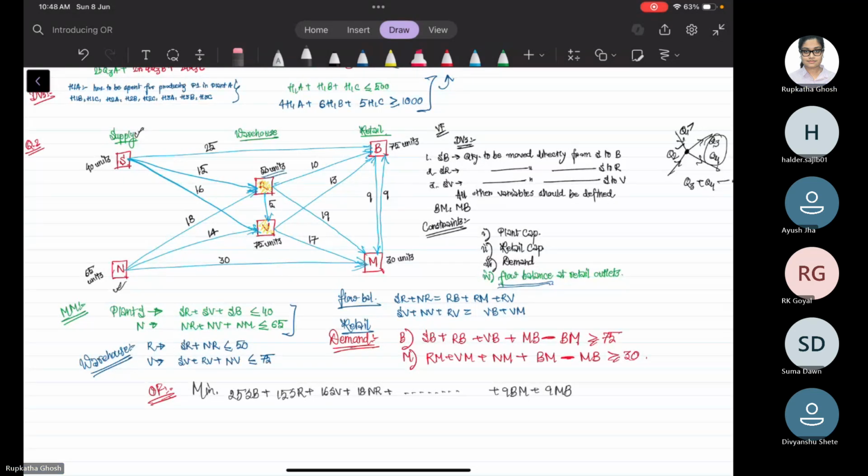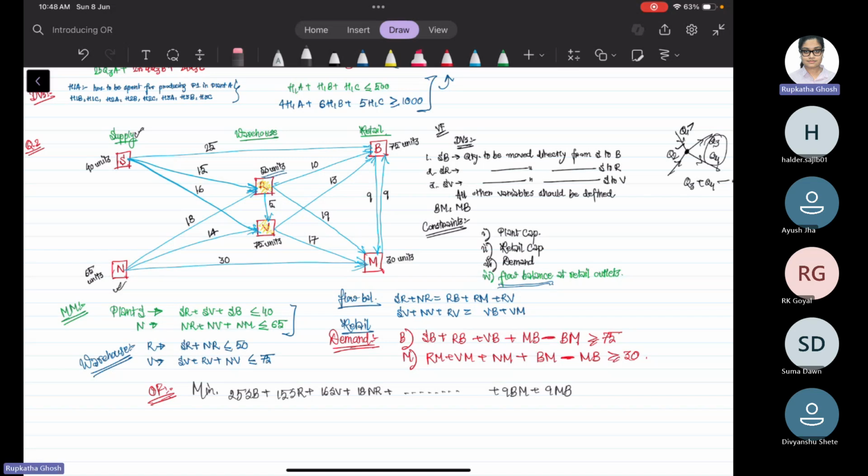In retail demand, it should be greater than equal to 75 or less than equal to 75? Greater than or equal to, because it's demand. I thought it was storage capacity, sorry. No, it's demand. So you will always try to meet the demand, no matter what.